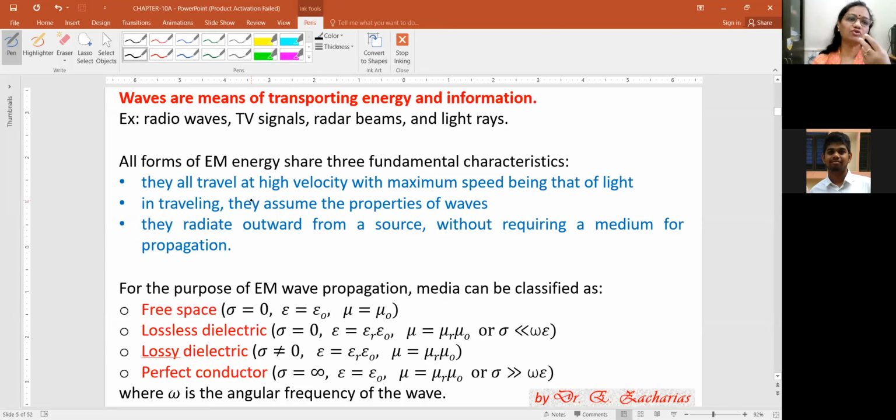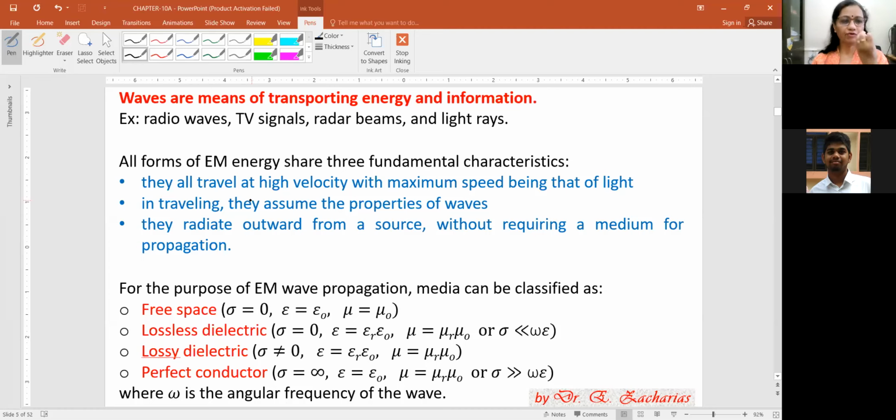So when I'm saying it assumes the property of the wave, I may be talking about the frequency or the amplitude. The square of the amplitude will be proportional to the energy, or the energy of the wave is proportional to the square of the amplitude of the wave. So that way it assumes the property of the wave.